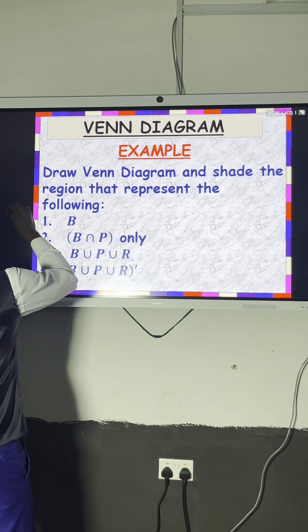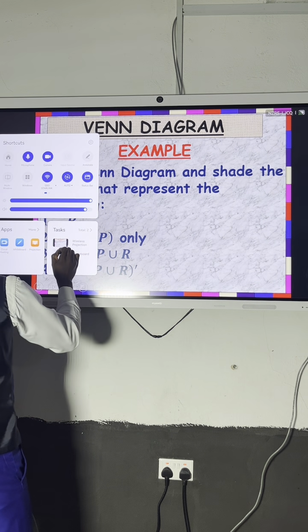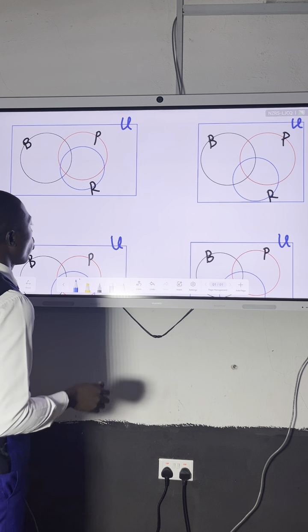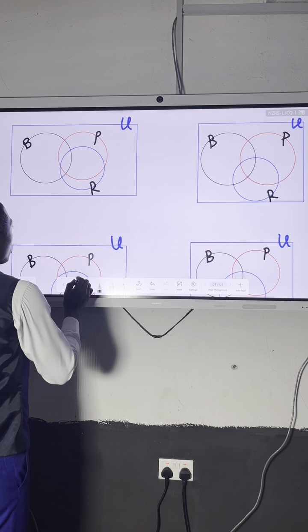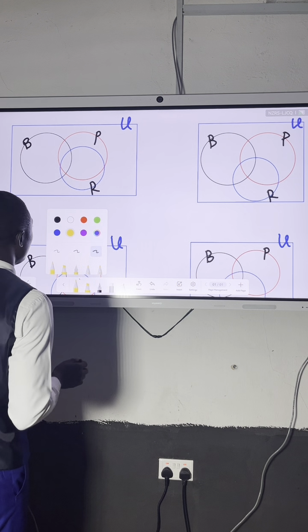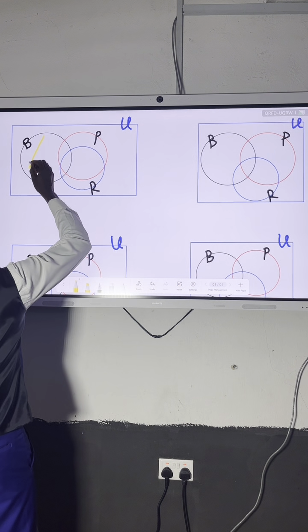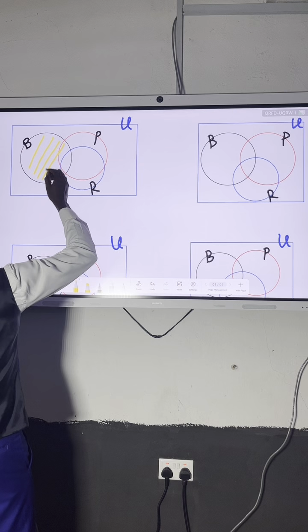So let's start. We should shade set B. So let's go. We are here. We're told to shade set B, so watch and see what I'll do. I'm going to shade set B. I'm going to shade the whole of this place.